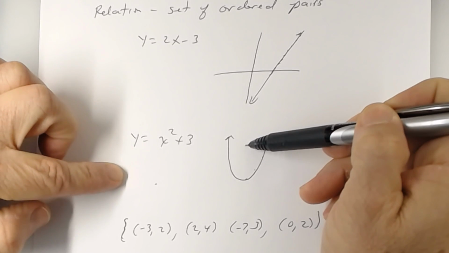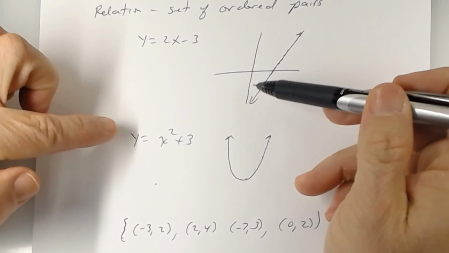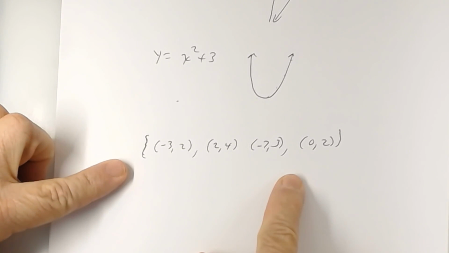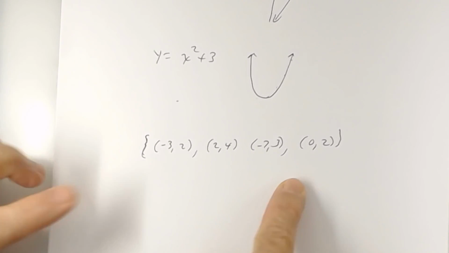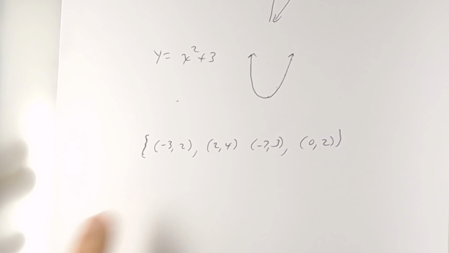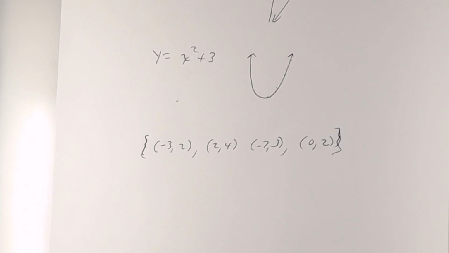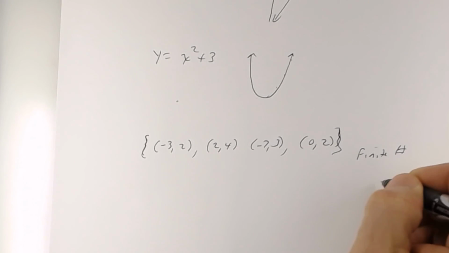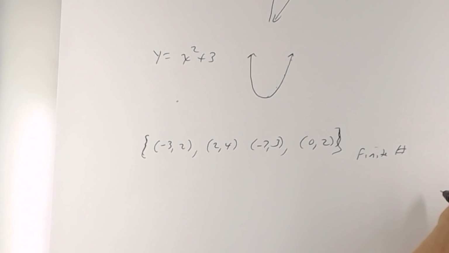Now, these first ones, how many ordered pairs are there? An infinite number. So this relation has an infinite number of ordered pairs. This relation has a finite number. Finite meaning you can count. How many are there? 4. There are 4 of them. So it's a finite number of ordered pairs.